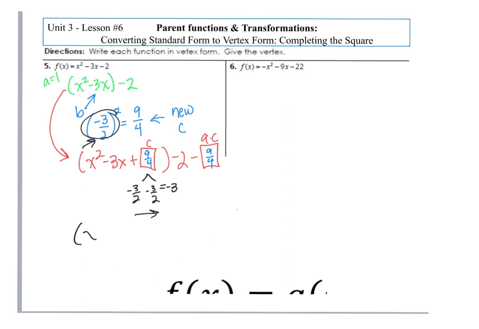We're going to rewrite this now as x minus 3/2 all being squared, and then we simplify the outside, negative 2 and negative 9/4. We will keep writing it as an improper fraction. We're going to say minus 17/4. And this is done after we put our f of x equals in front of it.